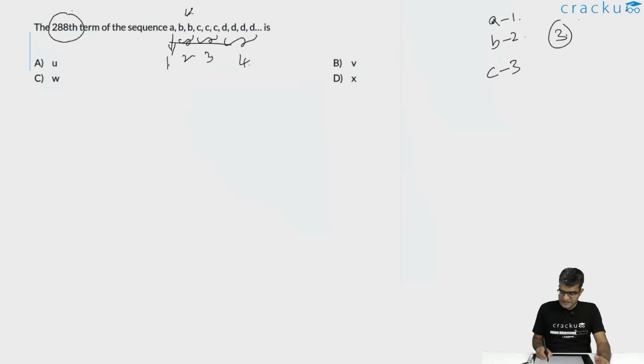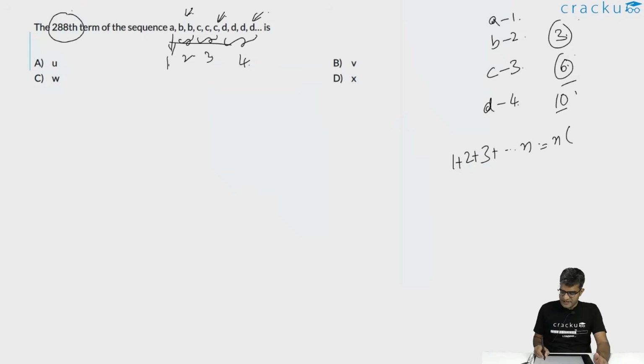C is repeated 3 times. So the sixth one, that is 3 plus 3, 6, will be the last time C is repeated. D is repeated 4 times. So 6 plus 4, that is 10, will be the last time D is repeated and so on. If you again notice, this number over here is basically equal to the sum of the first n natural numbers. What is the sum of 1 plus 2 plus 3 plus ... till n?